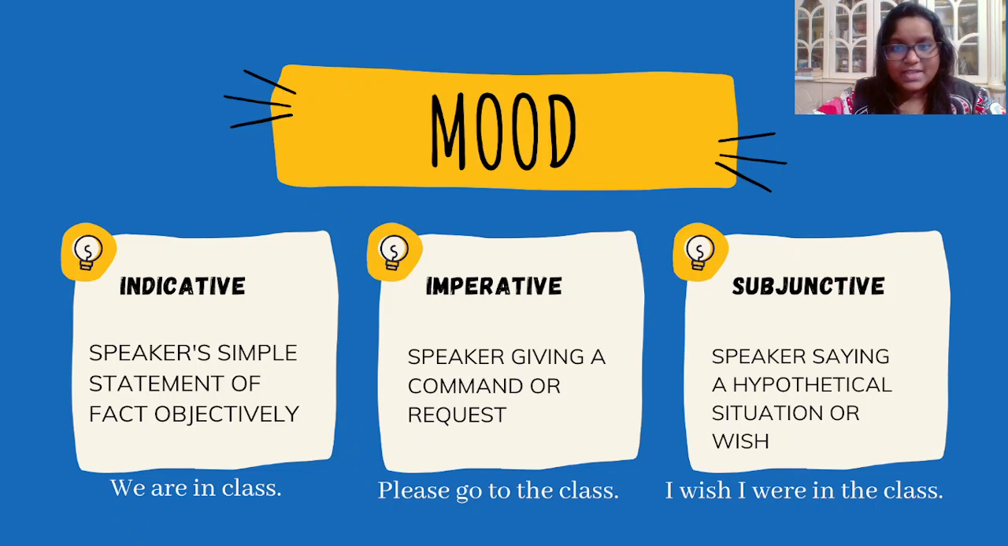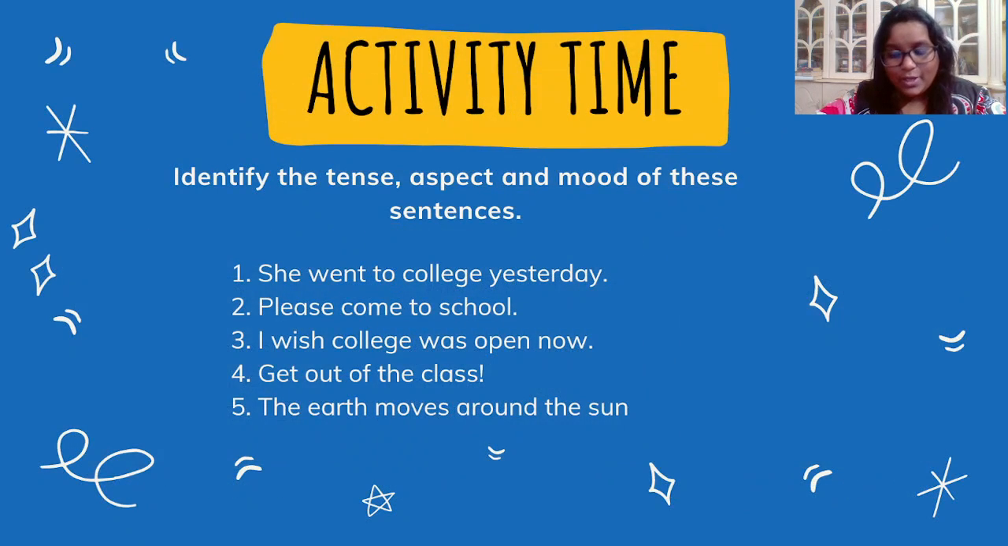Then you come to subjunctive. In subjunctive, the action has not happened. It is happening only in the mind of the speaker. So the speaker is saying a hypothetical situation or a wish. So, I wish I were in class, especially with the lockdown and college being closed and you can't go to the physical environment of a classroom. So you are hoping, wishing that you were in the class. So that is subjunctive mood. So these are the 3 different moods.